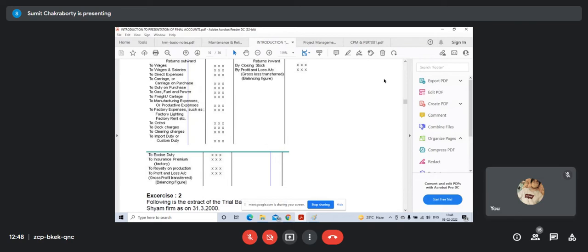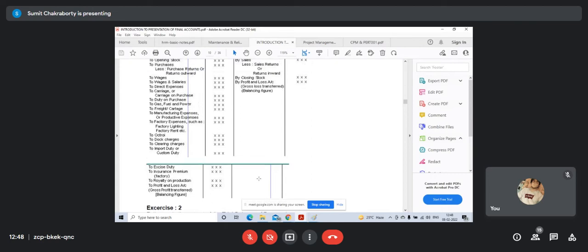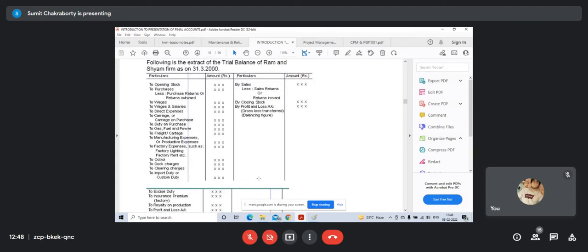If the credit side total is greater than the debit side total, there is a gross profit. So you put the gross profit and then you draw the line below and then you make the total. Otherwise, there will be problems in your calculation.